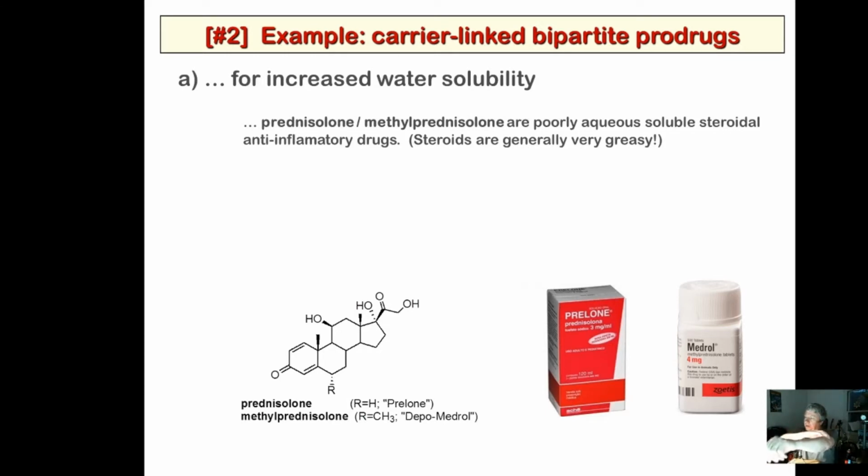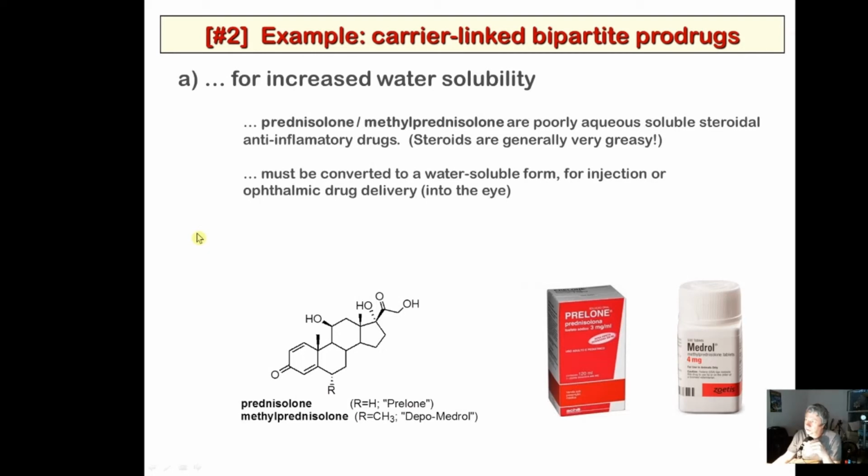Okay, and in order to be used for treating inflammation in the eye, for ophthalmic drug delivery, it needs to be more aqueous soluble than it already is, and that's where the prodrug strategies come in. So in order to use this for treatment of eye conditions, they want to make these more aqueous soluble, and that's an example of increased water solubility as a goal for prodrugs.